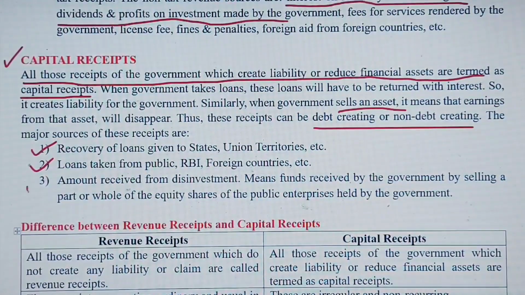Amount received from disinvestment, that means when any public sector enterprises is given to the private individuals, so the amount that is received from those private individuals, that is called disinvestment amount. So these are also a part of capital receipts. So do learn these examples. These are very important for your exam.